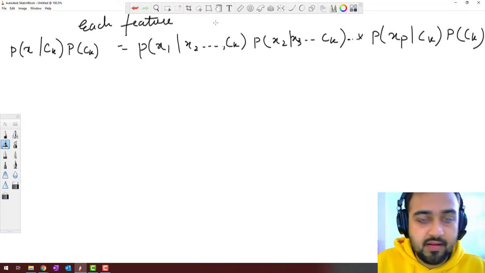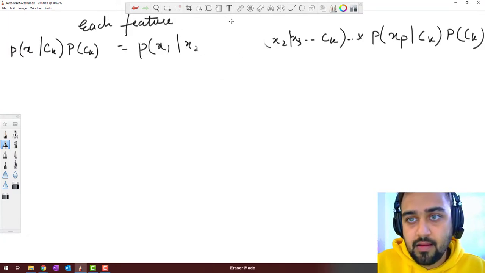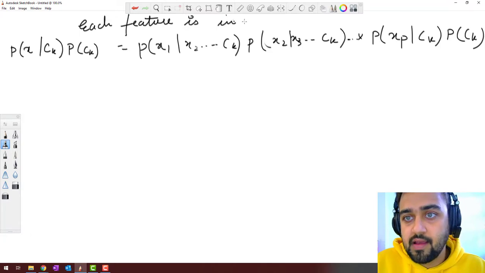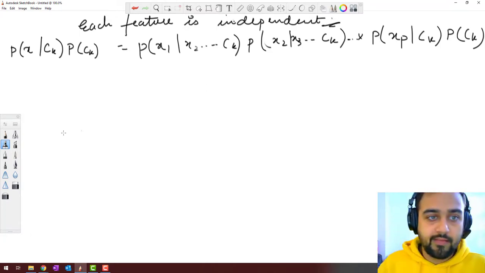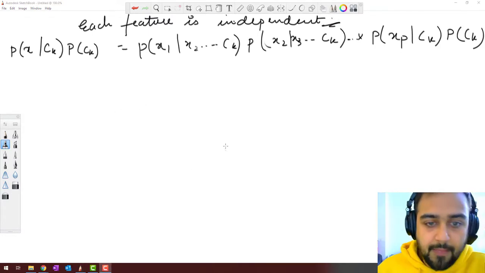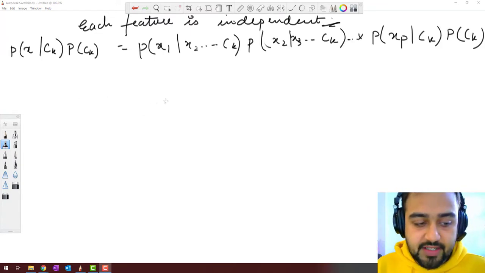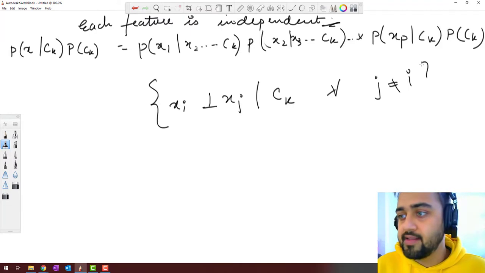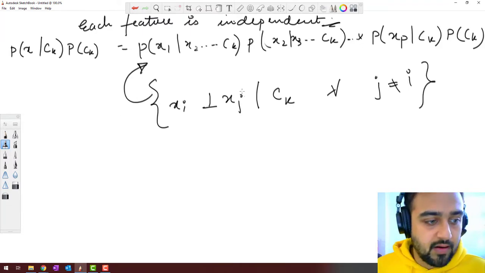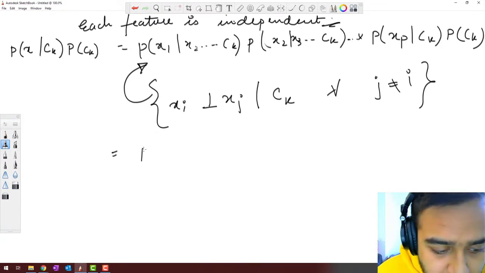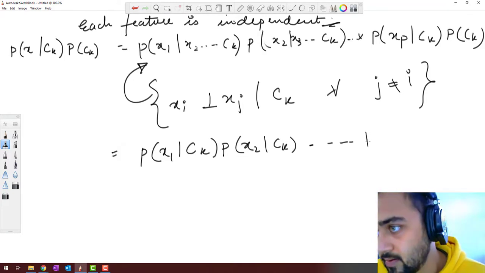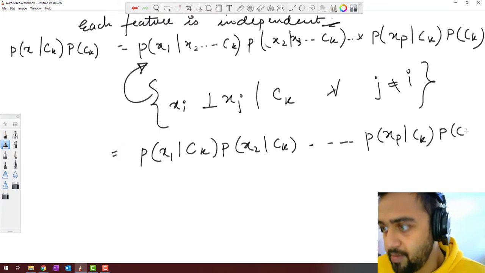And each feature is independent. Naive Bayes introduces the assumption that the features are conditionally independent, therefore xi is independent of xj for a given class ck, for all j not equal to i. We take this concept of independent features and apply it over here to get P of x1 given ck, P of x2 given ck, and so on to P of xp given ck, P of ck.